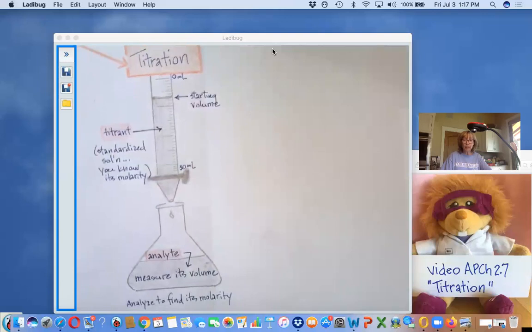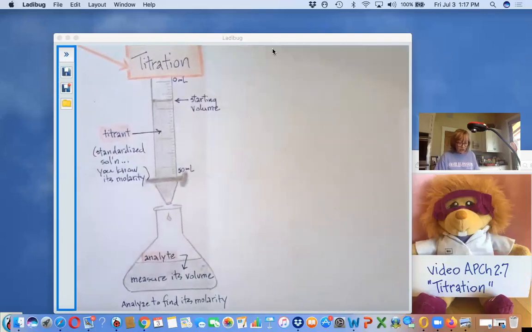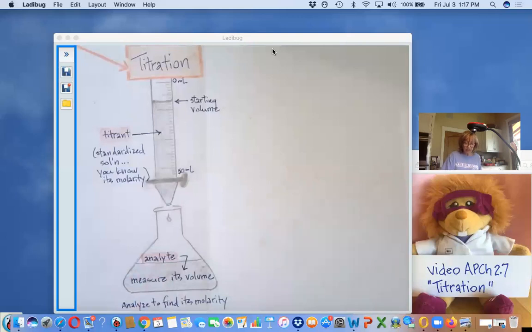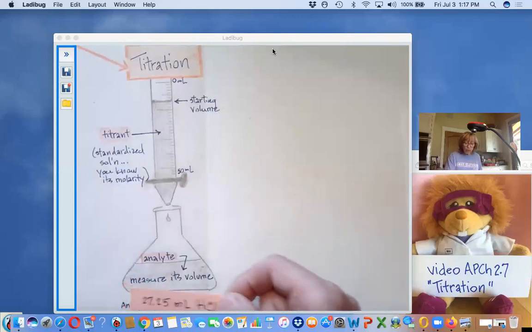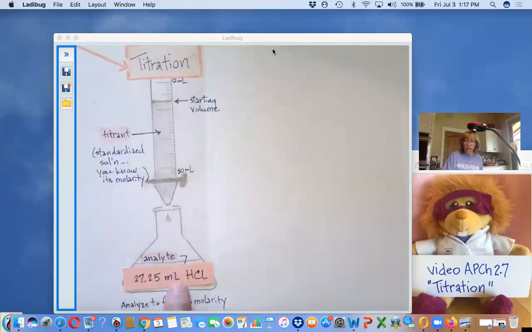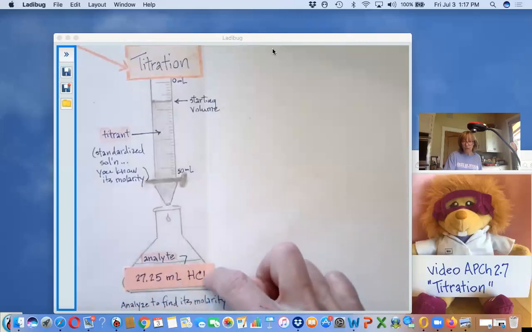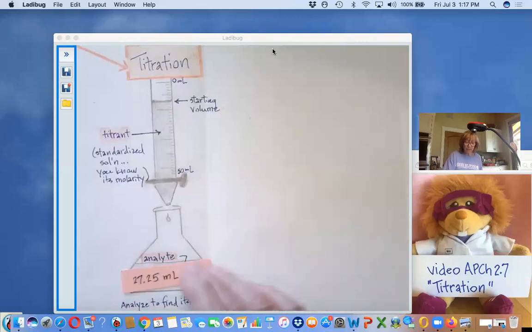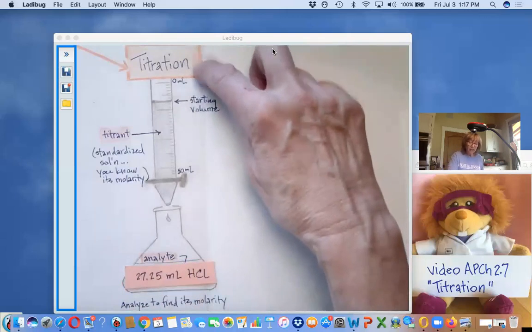This is an experimental method in which you have a solution known as your analyte. And you know its identity, but you don't know how concentrated it is. So that's what you're analyzing. So let's suppose we have hydrochloric acid. We're going to measure its volume very carefully, and we're going to try to figure out what is the concentration of this hydrochloric acid.